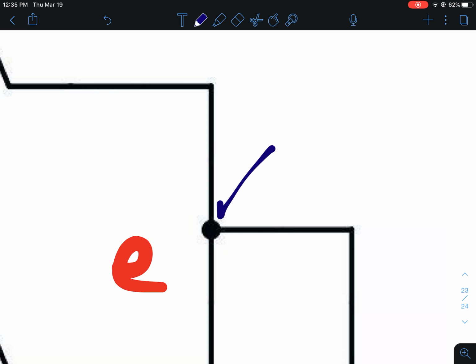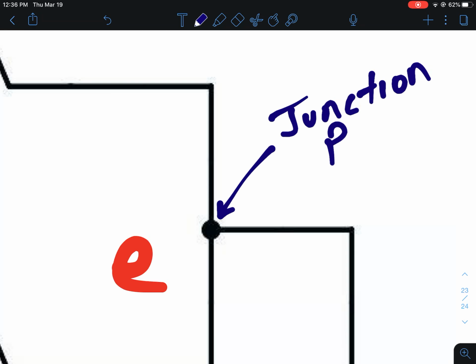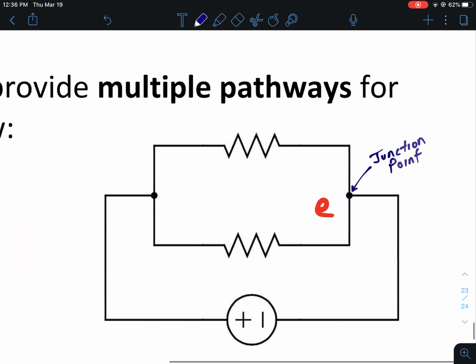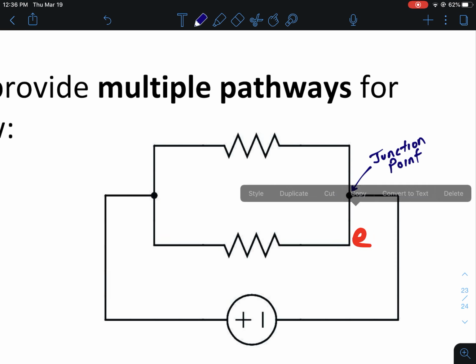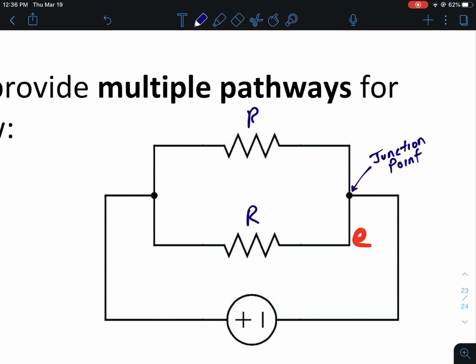We call this a junction point. When you get to that point, as the electron, you have a choice. You can go left, or you can go right, door 1 or door 2, right? So you have resistor 1 and you have resistor 2. As an electron, you have a choice.